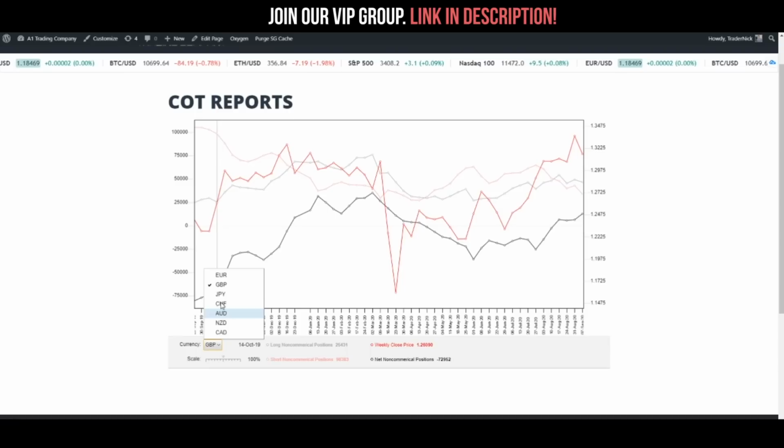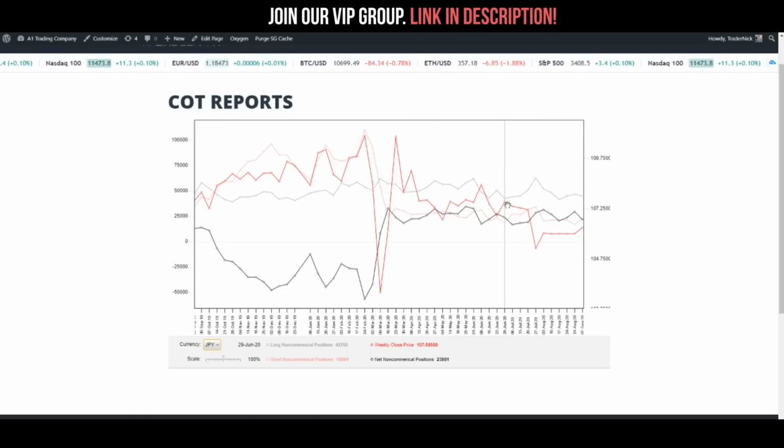So let's move on to another example just while we're doing this. Let's look at the yen. So the yen, there's not been too much here. You can actually see these two have pretty much just agreed.